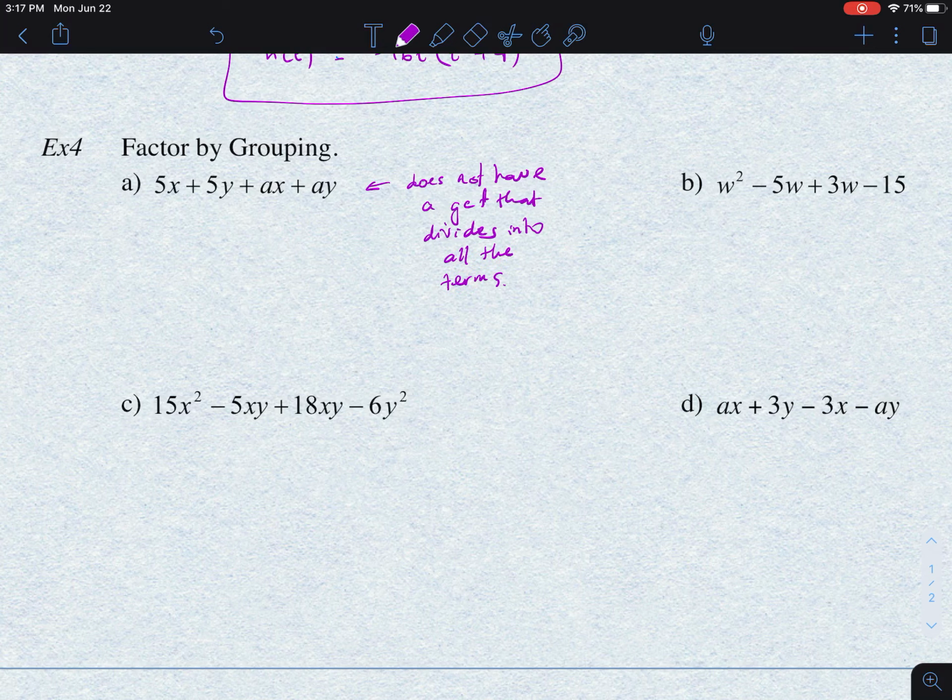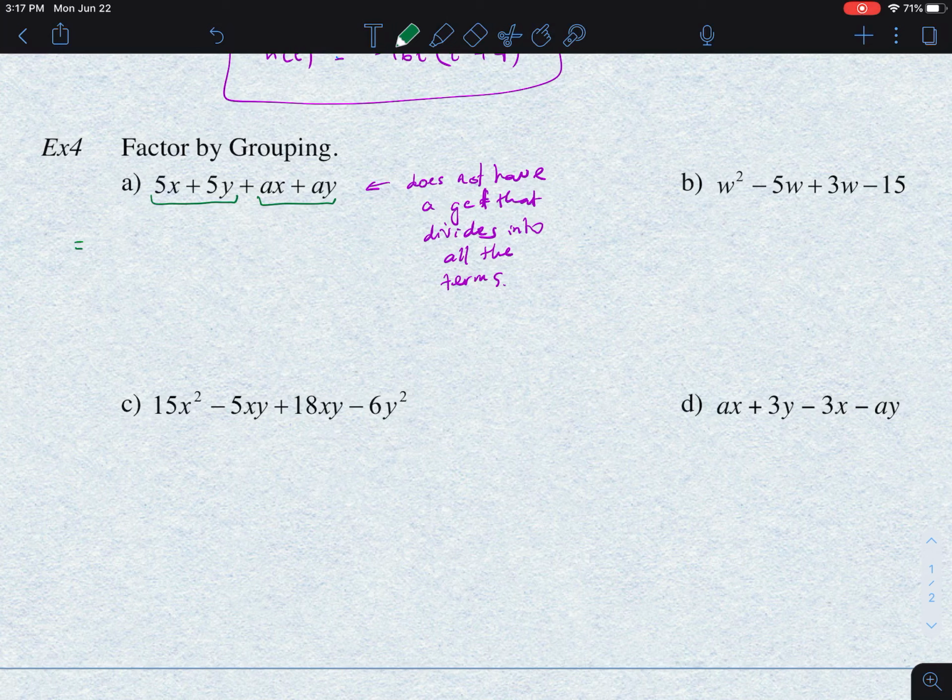Okay, so although 5 divides into the first two terms, and a divides into the next two terms, there's not a single GCF that divides into all four terms. So what we do is we are forced to factor out the GCF by pairs. So we can say, okay, I can group these two, and I can group those two, and take out the GCF from there, and hopefully I can go further from there.